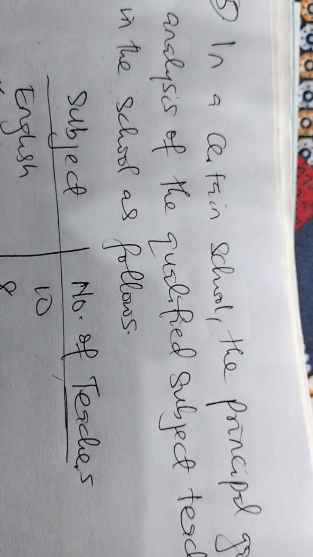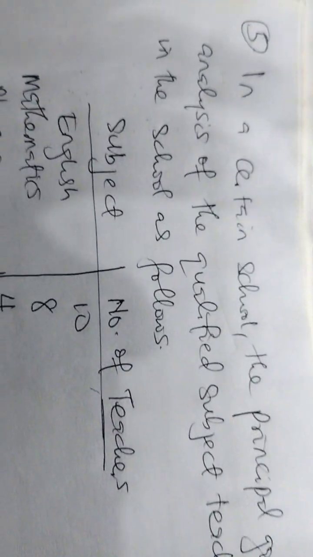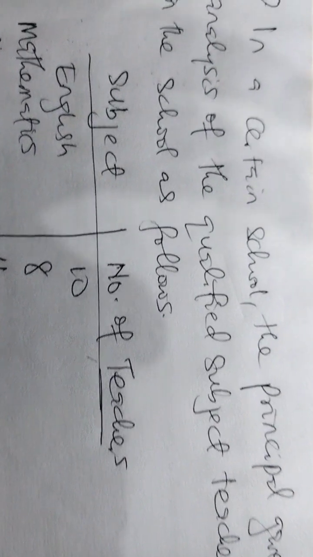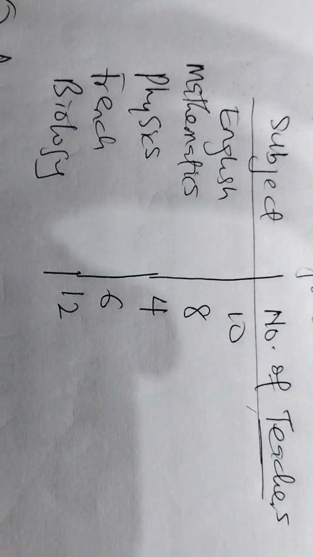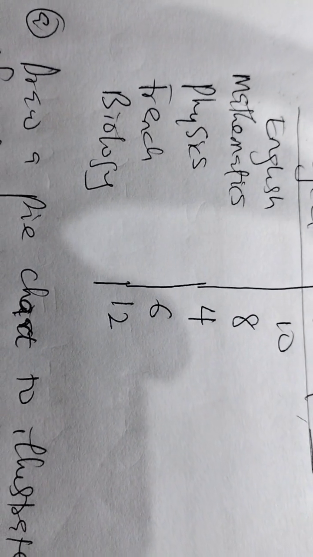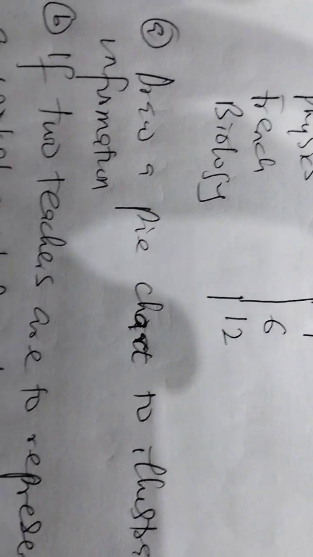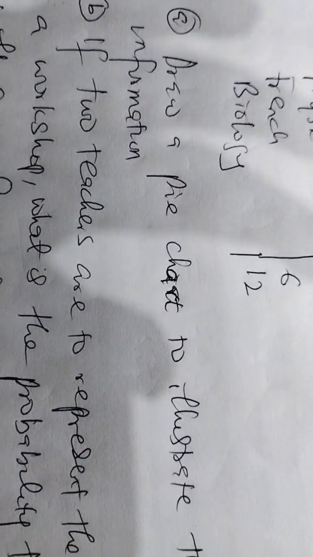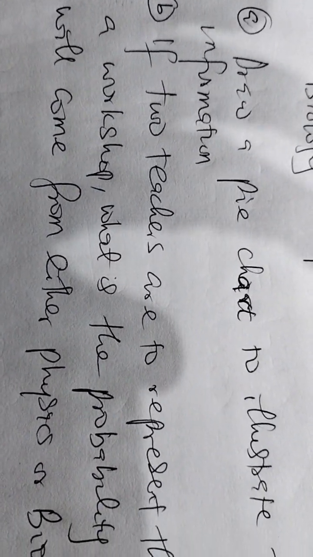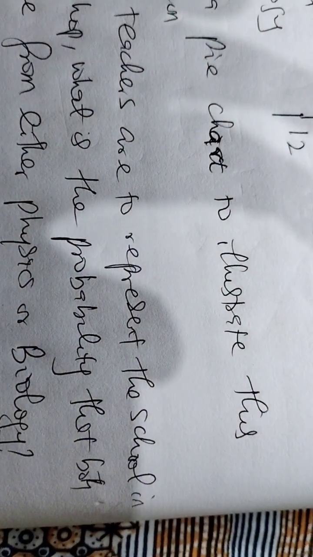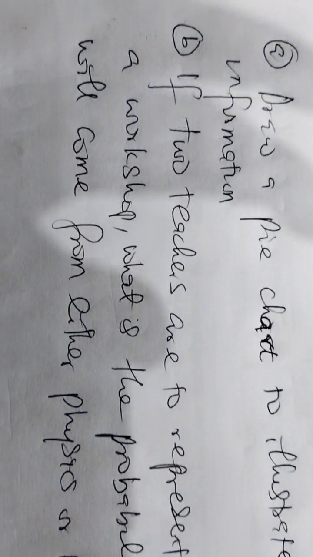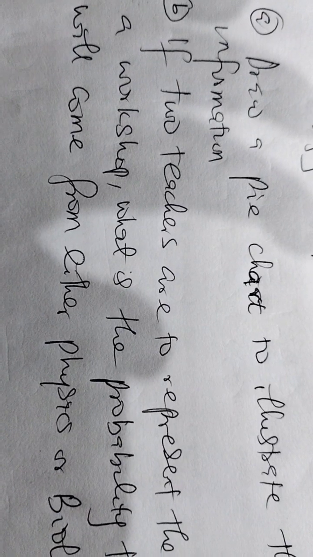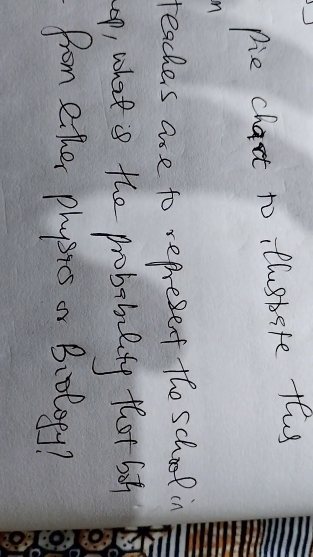Number 5, we have a question that says, in a certain school, the principal gave the analysis of the qualified subject teachers in the school as follows. Subject English, number of teachers is 10, mathematics 8, physics 4, French 6, and biology 12. 5A says, draw a pie chart to illustrate this information. Then B says, if two teachers are to represent the school in a workshop, what is the probability that both will come from either physics or biology?